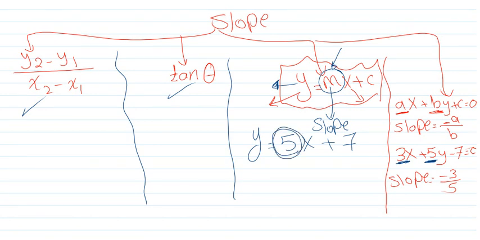But here, the example, y equals 5x plus 7. So this is the slope, and 7 is the intercept on the y-axis. But here there must be y without any coefficient, or with coefficient 1. If I have any number as the coefficient of y, I must divide. Like this, 2y equals 3x plus 10.